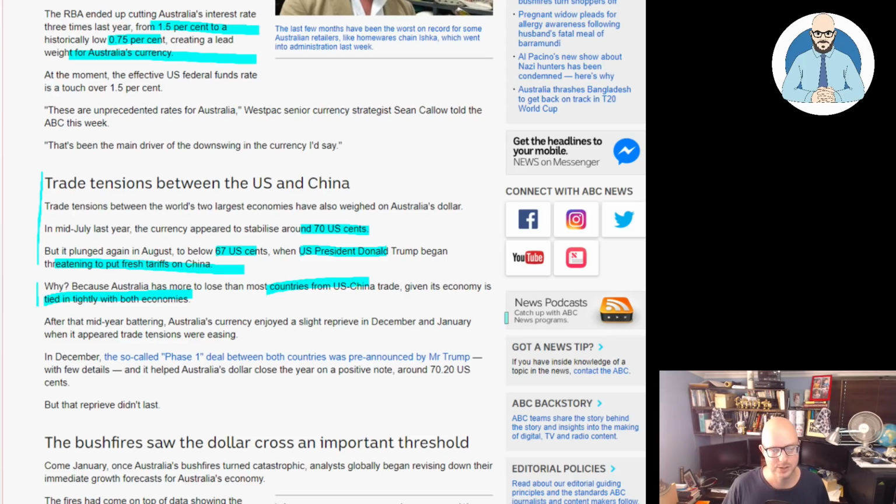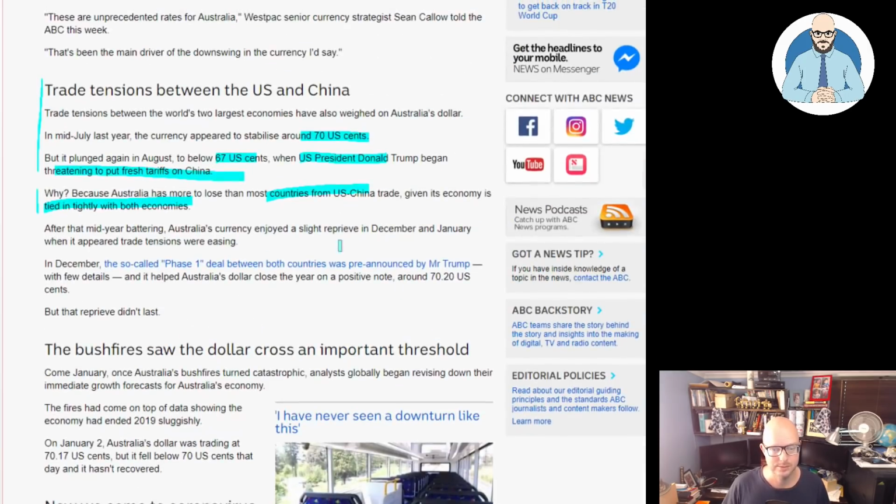After the mid-year battering, Australia's currency enjoyed a slight reprieve in December and January, when it appeared trade tensions were easing. In December, the so-called Phase 1 deal between both countries was pre-announced by Mr. Trump, with few details, and it helped Australia's dollar close the year on a positive note around 70 cents. But the reprieve didn't last.